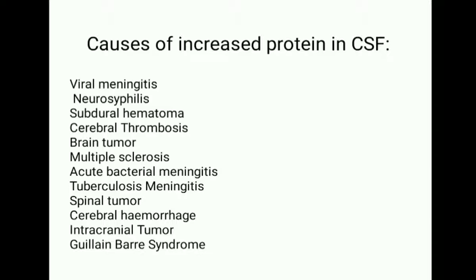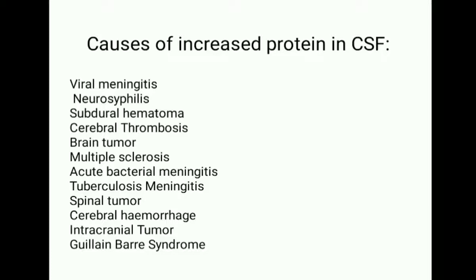Next we have brain tumor. The brain tumor is a mass or a growth of abnormal cells. And next we have multiple sclerosis. Multiple sclerosis is a disease in which the immune system eats away the protective covering of nerves. Then we have acute bacterial meningitis. Again, inflammation of the layer of tissue that covers the brain and the spinal cord. In this case it is caused by bacteria, that is why it is called bacterial meningitis.